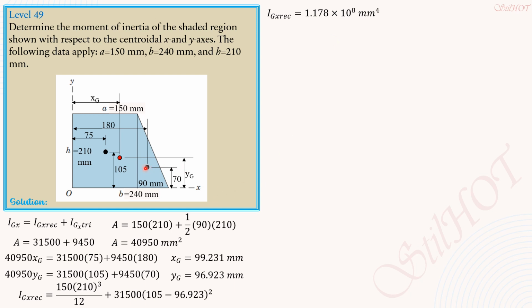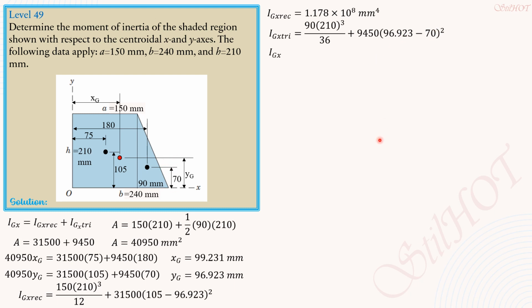Likewise, for the triangle, the moment of inertia with respect to the centroidal x-axis is bh cubed over 36 plus the area of the triangle, 9450, times the distance from the centroidal axis of the triangle to the centroidal axis of the entire area. From the figure, that distance is yg minus 70, quantity squared. So Ig of the triangle is equal to 90 times 210 cubed over 36 plus area 9450 times yg, which is 96.923 minus 70, quantity squared.